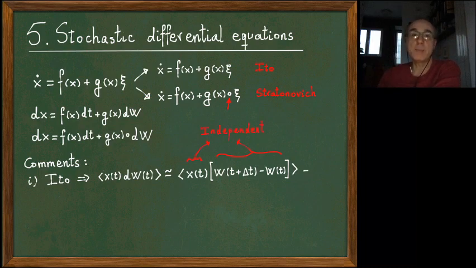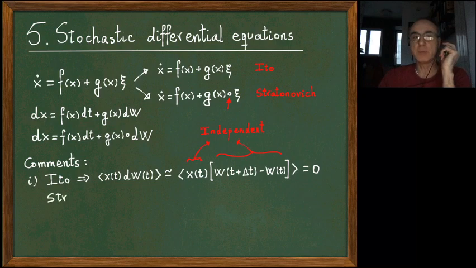And if they are independent, then I can factorize this, and the mean value of this is 0, as we have seen also in the mean properties. So for Ito, the product of x times the noise, or x times the Wiener process, is 0. And this is going to be very useful, because in Stratonovich it's not that way.